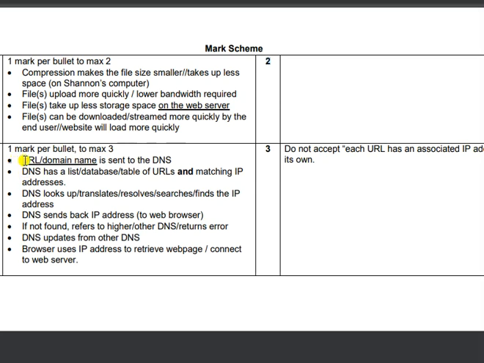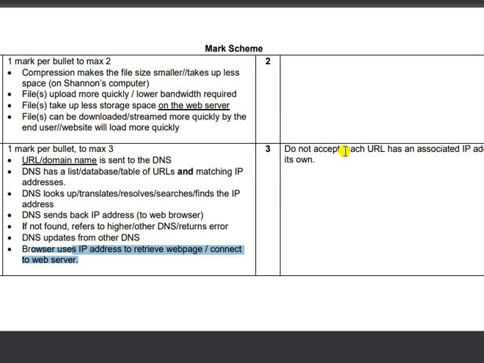So, first you will say that the DNS server is responsible for converting the URL into the matching IP address. And how this is performed, the DNS has a table which translates the URL into the IP address. When the user sends the URL to the DNS server, it will look up into its table and send back the IP address. If the IP address is not found, then it will generate an error and the DNS will update itself from other DNS servers which are present on the web, and the browser uses the IP address to retrieve the web page or connect to the web server.